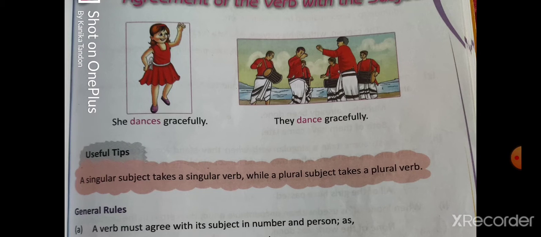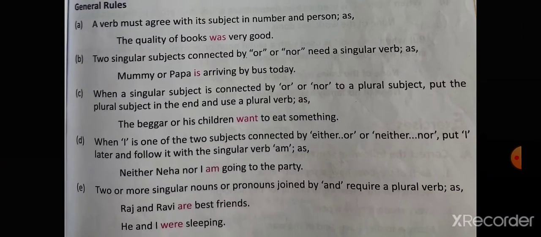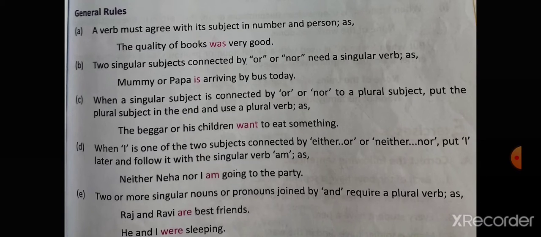All right, now if we read the general rules, a verb must agree with its subject in number and person, as in "The quality of books was very good." Here books is plural, right, but the quality is acting singular, so because of that we have used a singular verb, which is was.